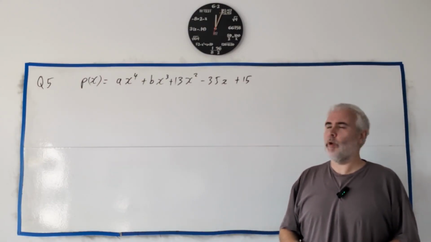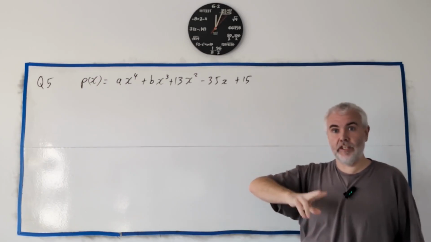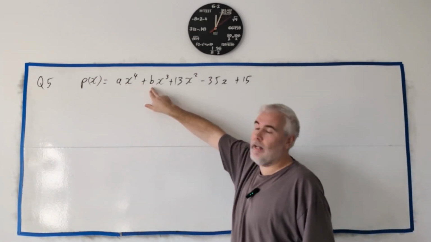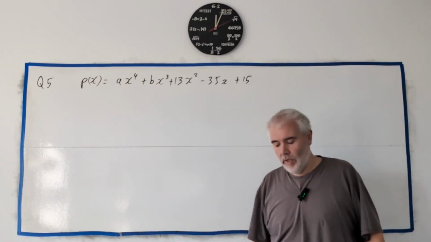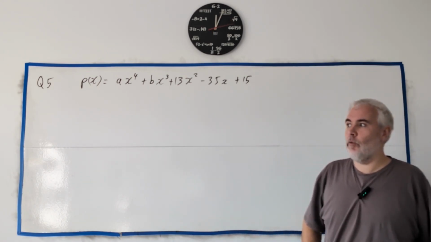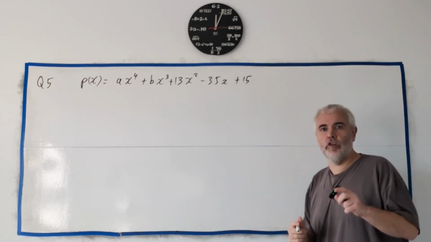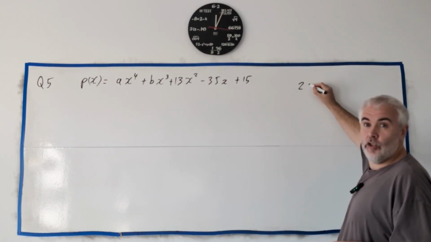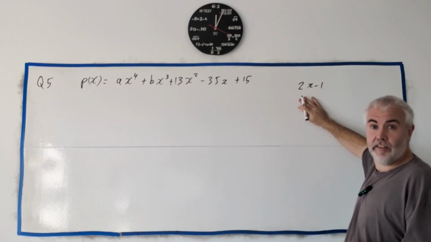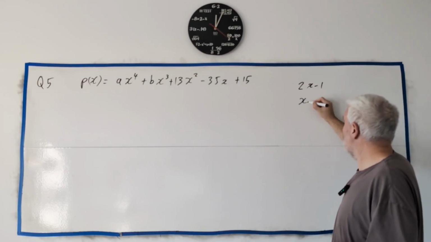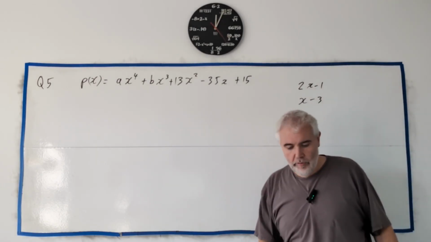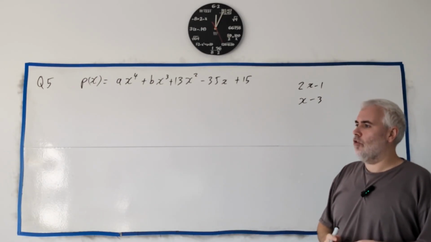In question 5, we're given this polynomial that's missing two pieces of information, A and B, and we're asked to find out what they are. To help us do that, we're given two clues. They've told us that 2x minus 1 is a factor and x minus 3 is also a factor.